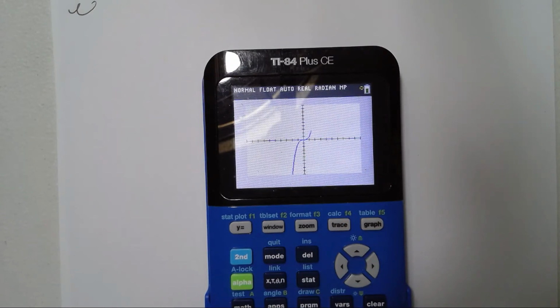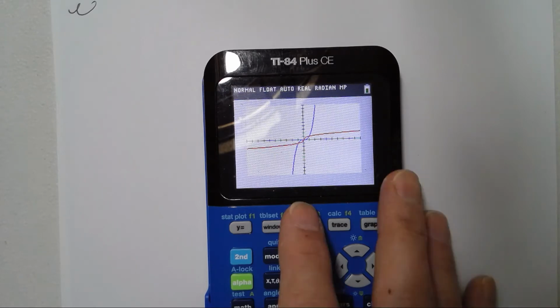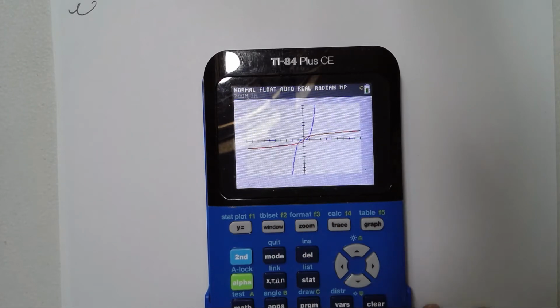So there is y equals x cubed. There is the cube root of x. So if I zoom in and see how they're related, what could we conclude with these two functions? They are blank. What would they be? See if you remember anything from last year.